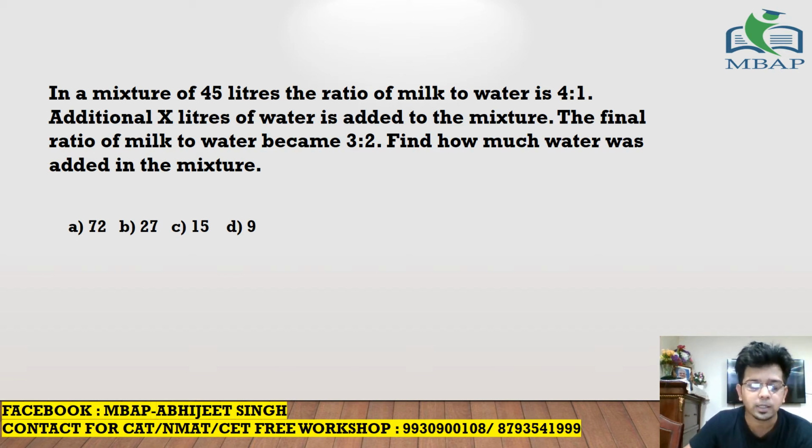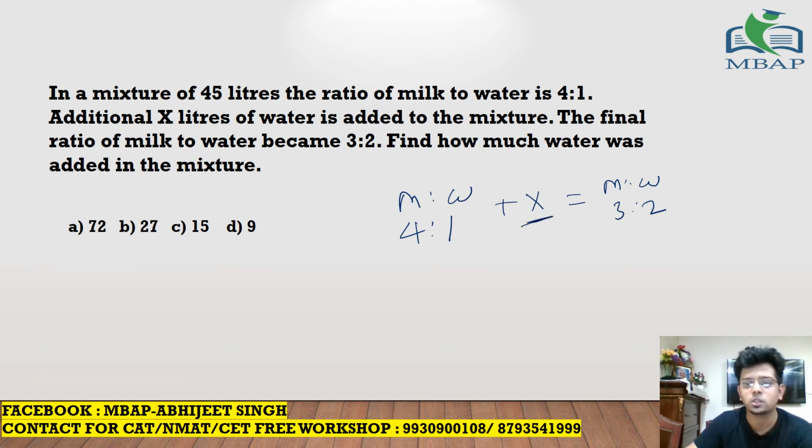Okay, now let's take the next question. The next question says, in a mixture of 45 liters, the ratio of milk and water is 4:1. So initially, the ratio of milk to water is 4:1. Some amount of water, that is X, has been added to the mixture. And the new ratio of milk to water is 3:2. And the question is how much water has been added to the mixture, which means the question is asking about this particular value, X.